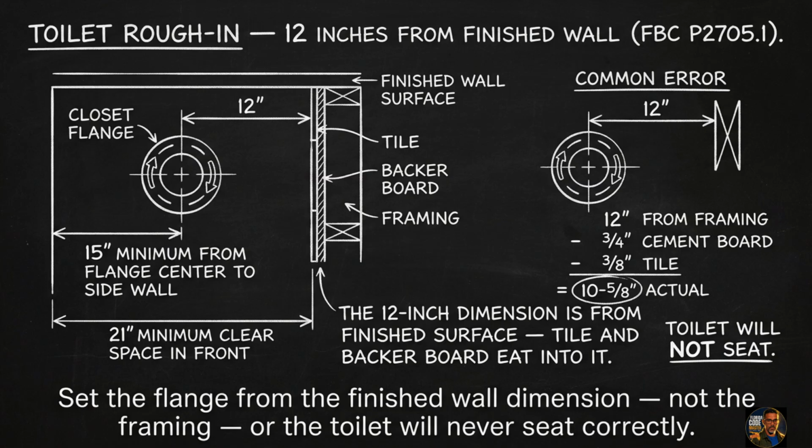Code also requires 15 inches minimum from the center of the toilet to any side wall and 21 inches of clear space in front. These dimensions are governed by FBC P2705.1 and are set in framing. They cannot be corrected after the walls close.